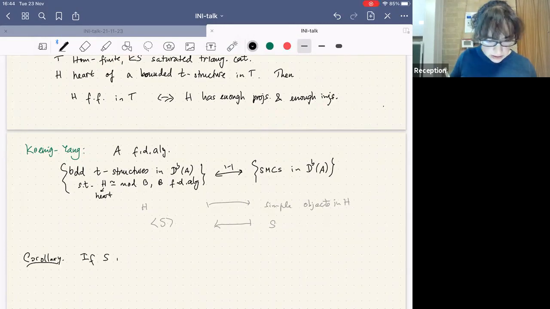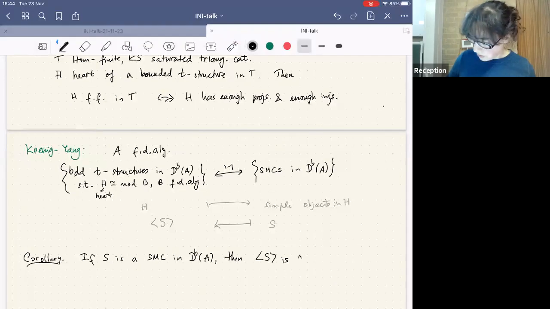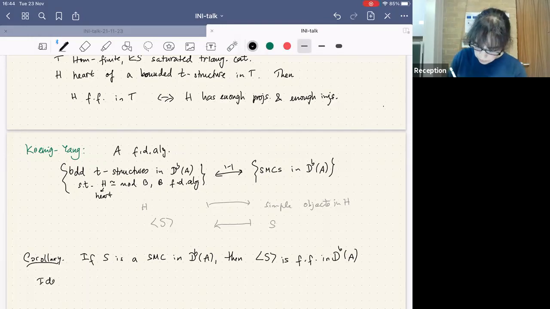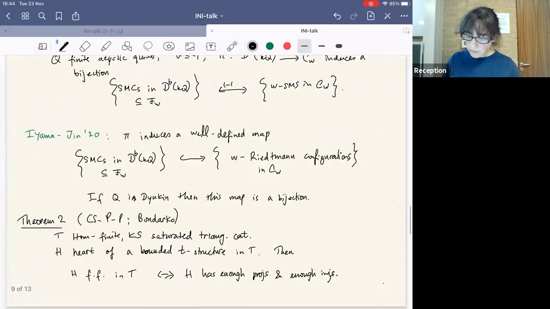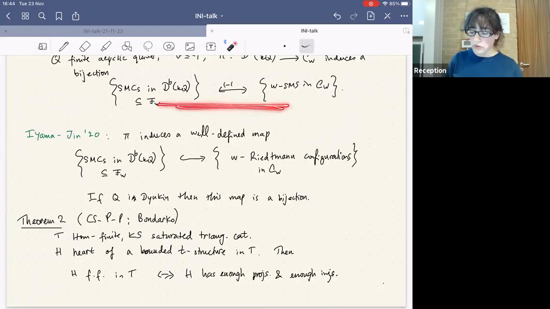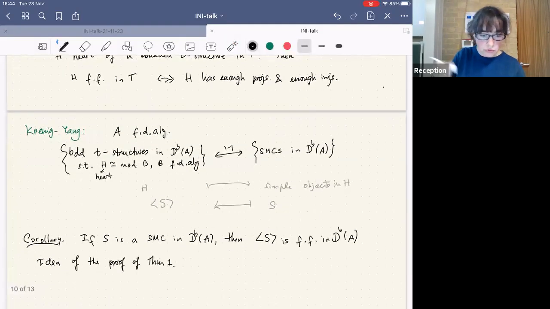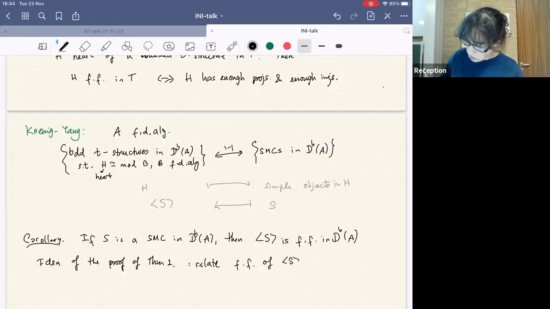If S is a simple-minded collection, then the extension closure of S is functorially finite. And so the idea of the proof of theorem 1: we have to consider extension closures and see whether they are functorially finite or not. Well, this basically boils down to relating the functorial finiteness of the extension closure of S.